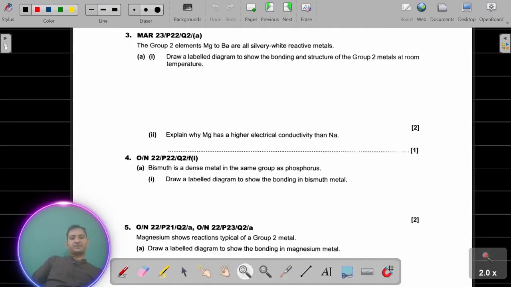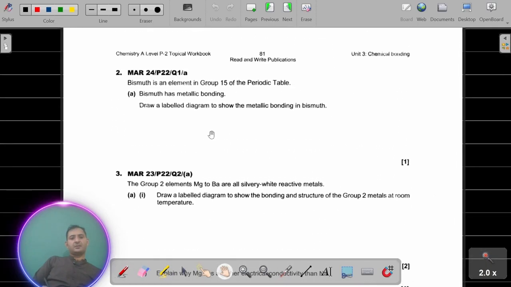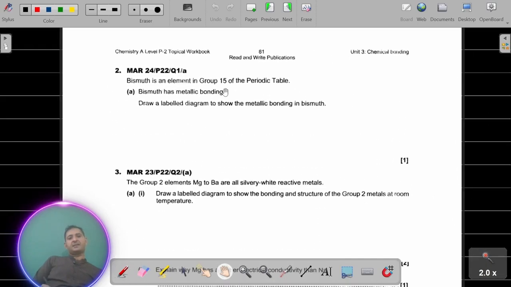So we have this question: bismuth is an element in group 15 of the periodic table. Bismuth has metallic bonding. Draw a labelled diagram. Group 15 means like group 5. I think there are 5 electrons. So now I need to draw a bonding with 5. Okay, once again same positive ions in the center.